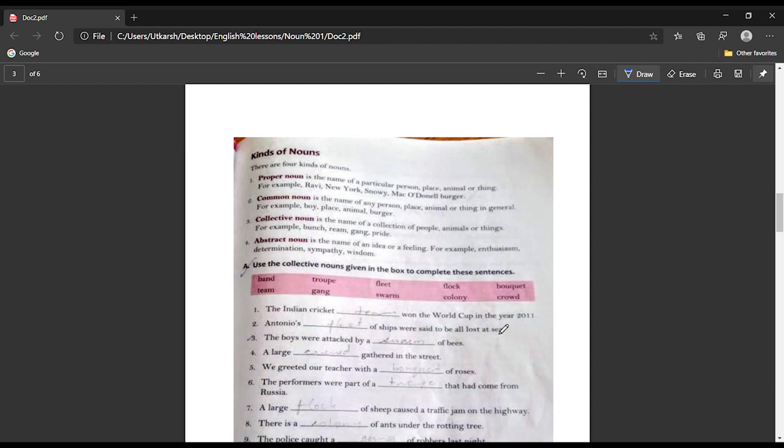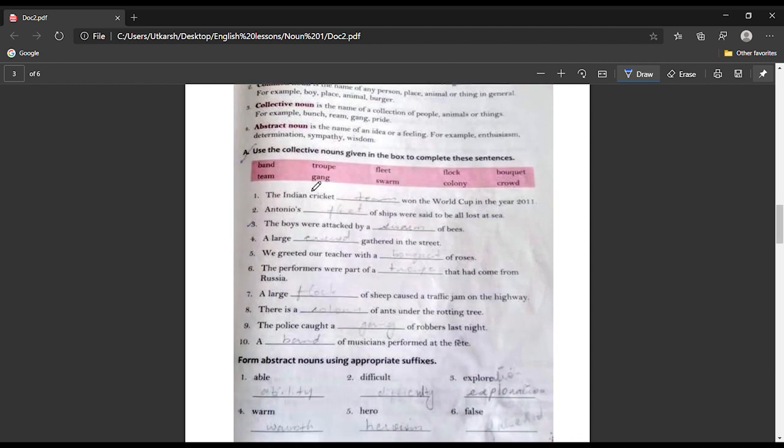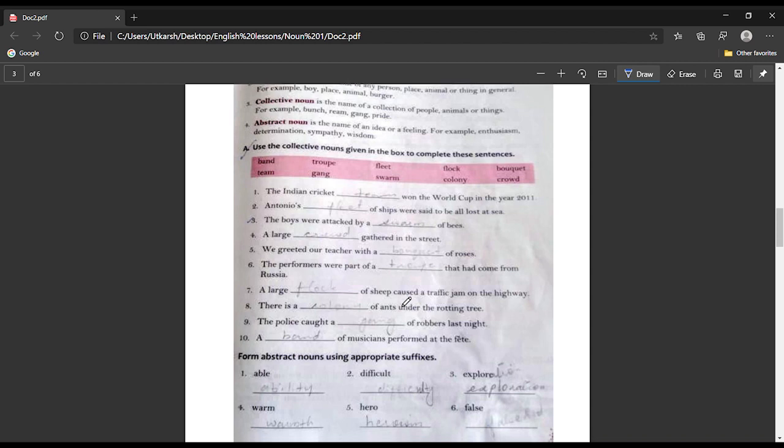Now, you will solve this exercise and these words are given in the pink box. You put these words appropriately in the fill in the blanks given here. There are 10 sentences and you put the proper words in these 10 sentences. And then you can check your answer. Don't try to copy the answer. First try to write on your own and then you can learn it by heart by writing two, three times if possible.